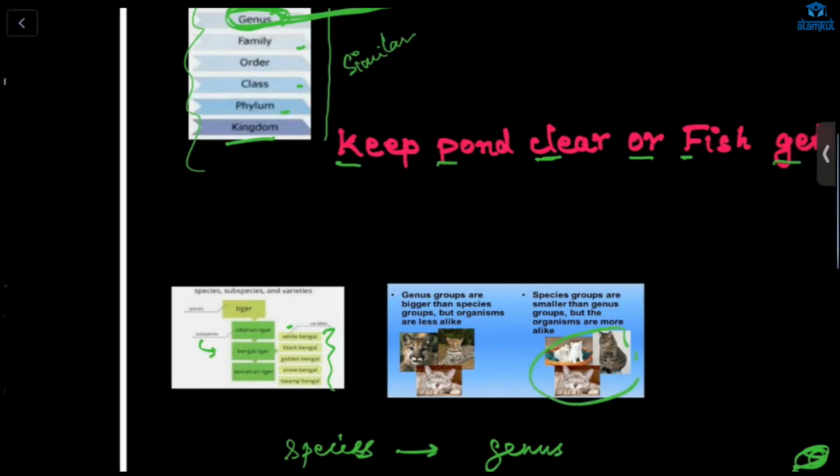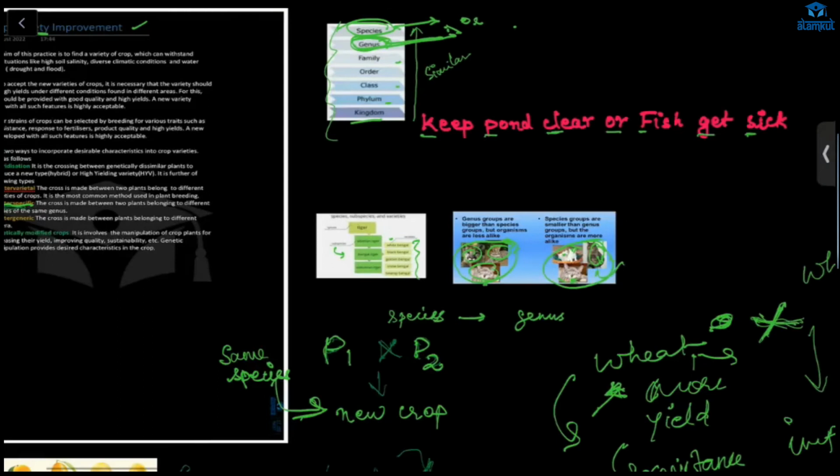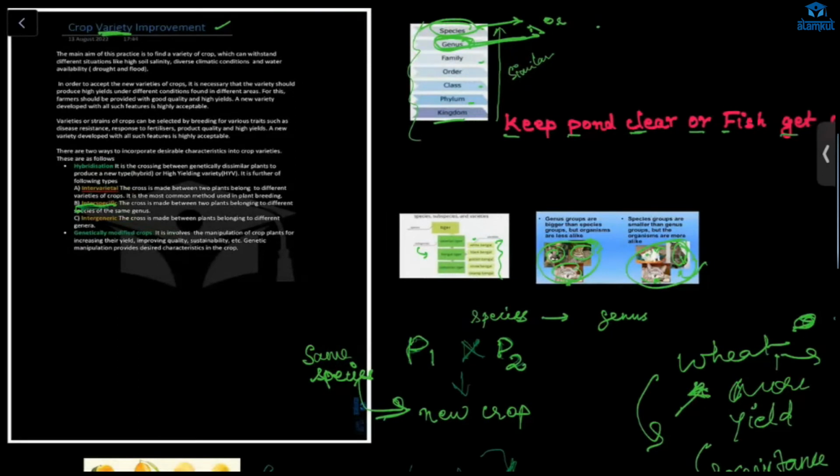See here, I have given an example. These cats belong to the same species. They are all cats, but they look different. Their genetic makeup is the same. And here we have the genus, like tiger and leopard. All of that belongs to the same genus, but they are not in the same species. Understood? So the cross between different genus is our intergeneric hybridization.